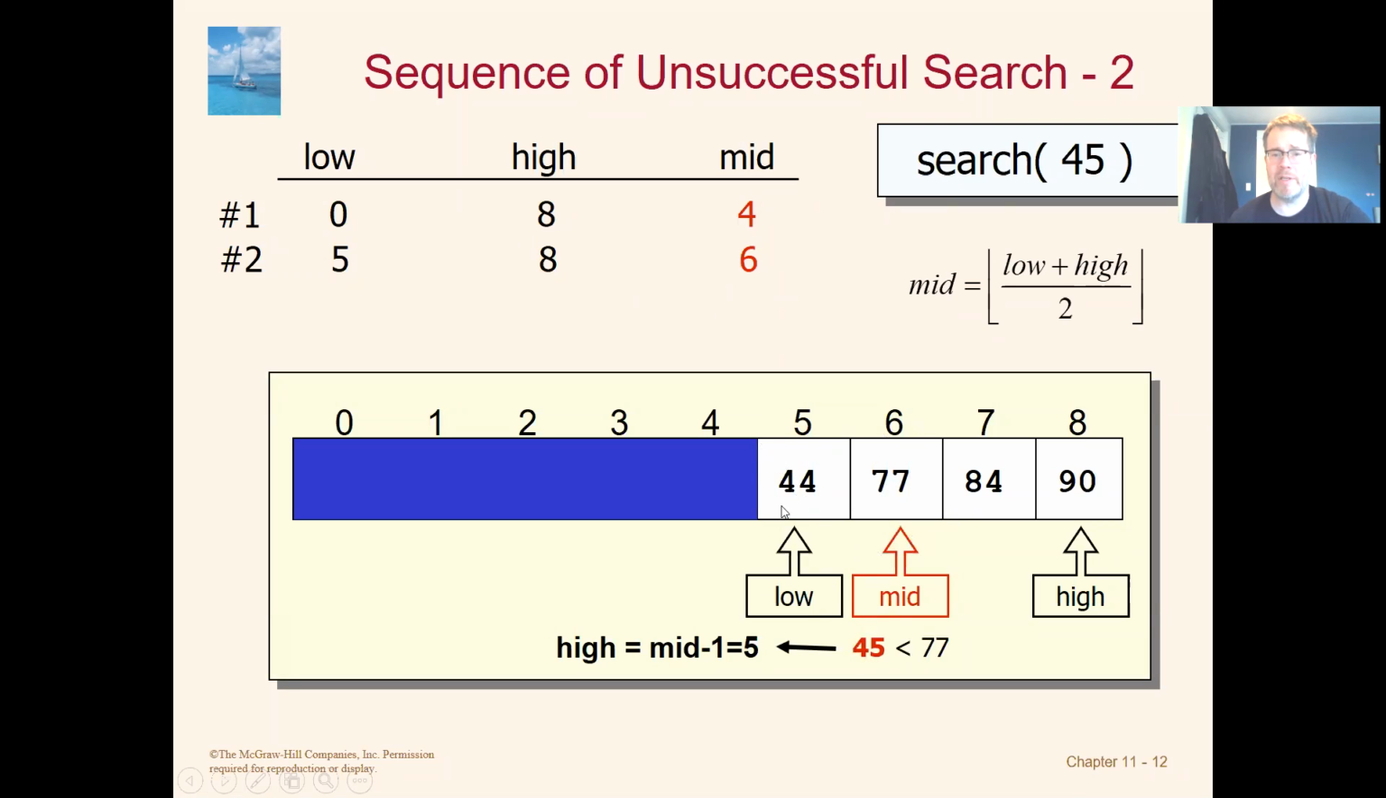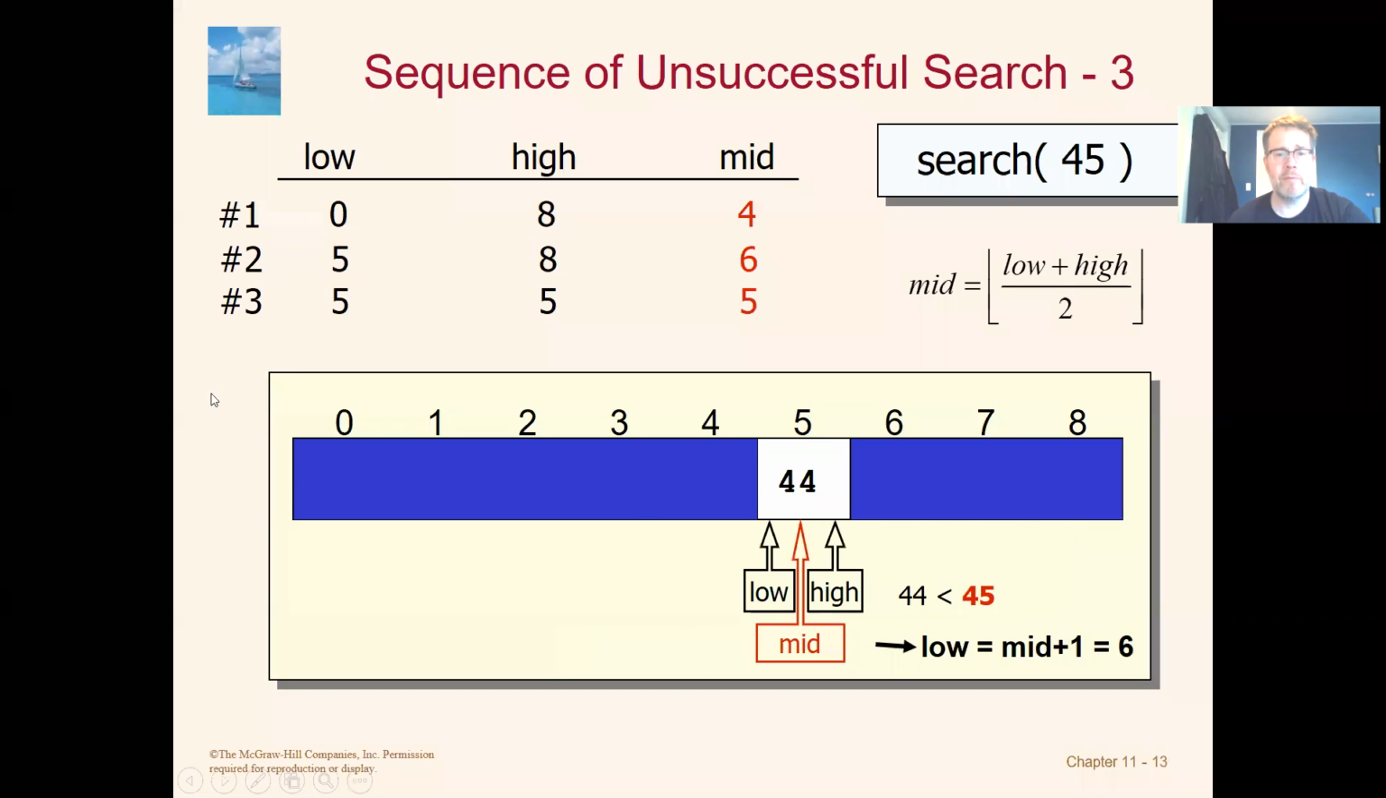So the only place where it could exist now is index 5. 5 becomes our new high index. Okay, so we do the comparison. 5 is the low index, 5 is the high index, 5 is therefore the middle index. We do the comparison and we find 44 is less than 45. So we know if 45 exists in the array, it has to be to the right of index 5, right? It has to be 6 and up.